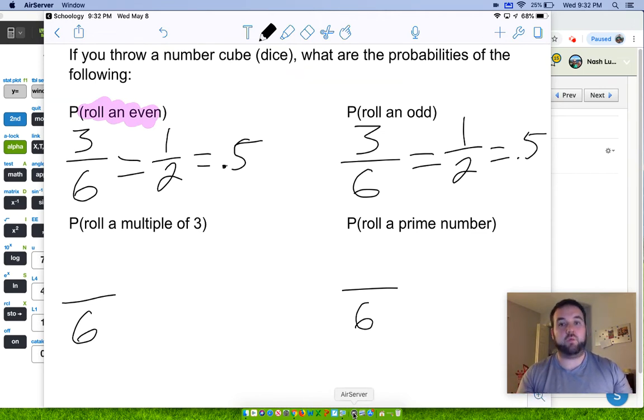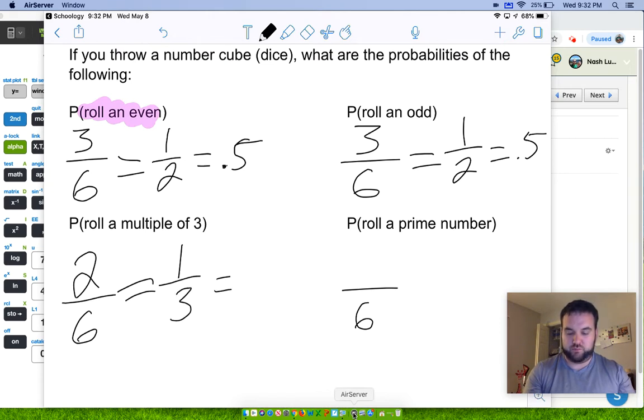What's the probability that you roll a multiple of 3? Well, on the die from 1 to 6, 3 is a multiple of 3, and so is 6. So our theoretical probability of rolling a multiple of 3 would be 2 out of 6, or 1/3, which is 0.3 repeating. And what's the probability that I roll a prime number?